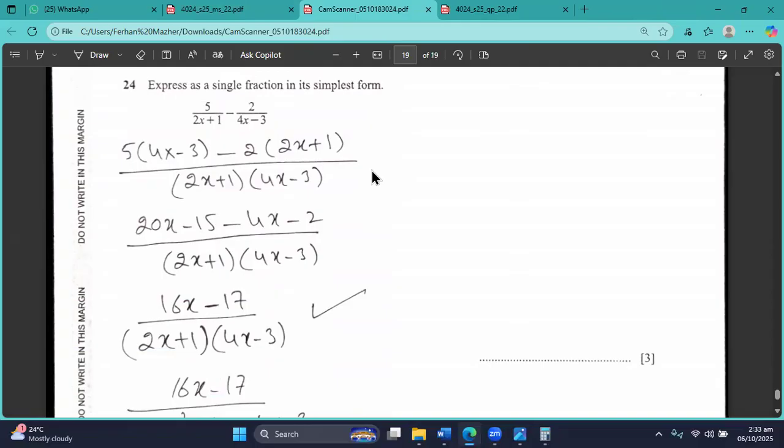They both will come in the LCM. You divide this LCM by this denominator, and you are left with 4x minus 3. That will multiply with the numerator here. You divide this LCM by this second denominator, and you are left with 2x plus 1. So that will multiply with this numerator. So you will have 20x minus 15 minus 4x minus 2, and the whole thing divided by 2x plus 1 into 4x minus 3. So you will have 16x minus 17 divided by this.